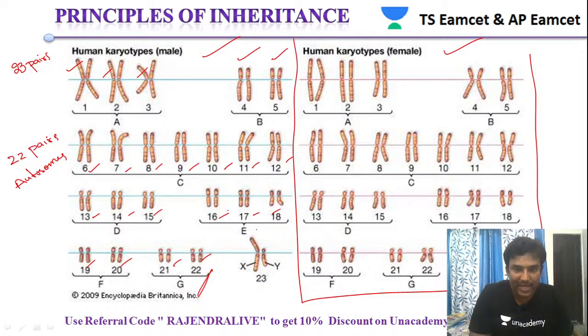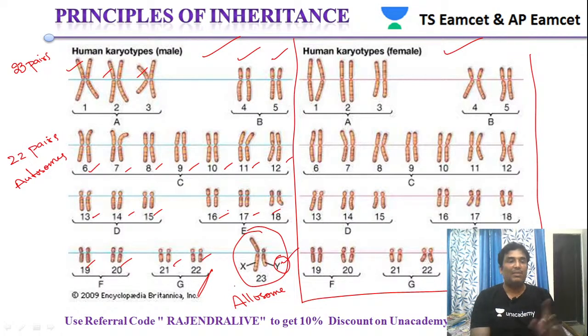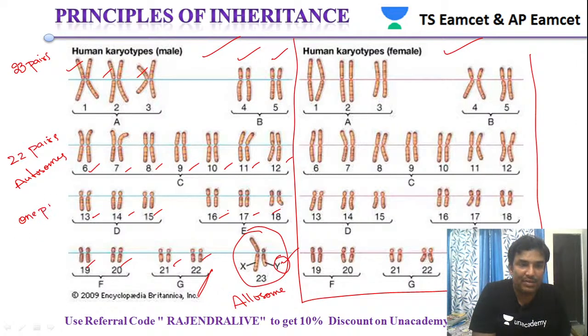But there is one more pair, this is the 23rd pair. This is an allosome, having the sex chromosomes. Here the Y is the sex chromosome actually. So we have 22 pairs of autosomes and one pair of allosomes.